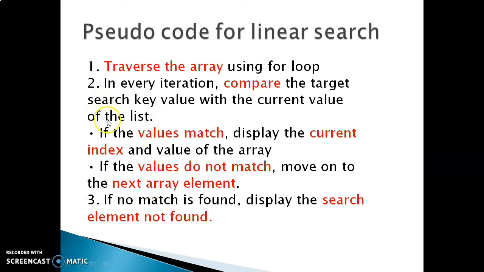So what steps are needed? First, you traverse the array and compare the search element to the current value. If the values match, then return the index value. Otherwise, if the values do not match, move on to the next element. So if a match is found, you display the index value. If a match is not found, you display the message that the element is not found.